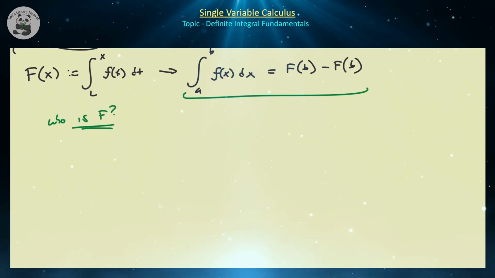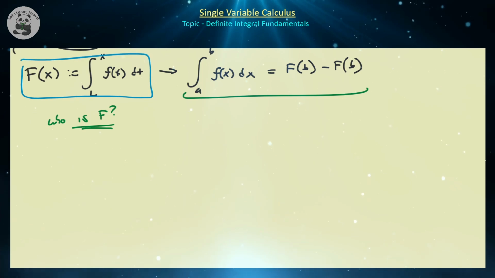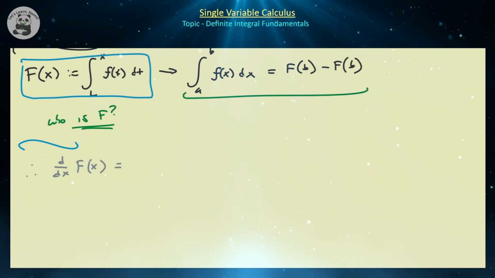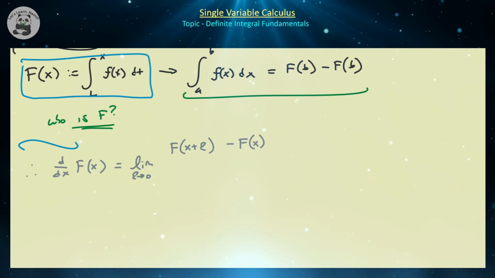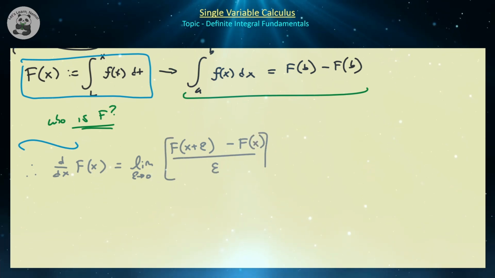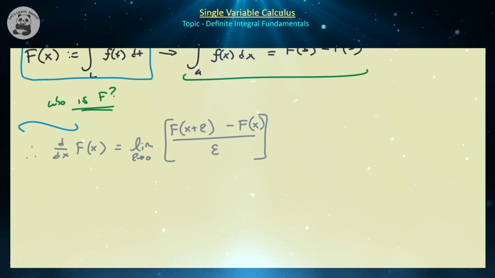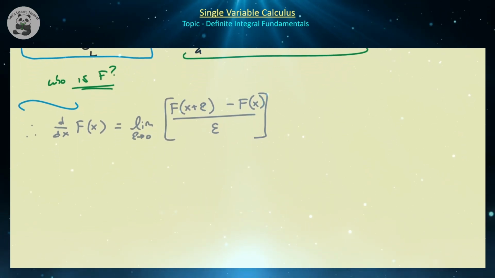Right? So again, let's work with this definition of capital F and see what happens when we take the derivative of it. So the derivative of our accumulation function is going to be equal to, by definition, via the difference quotient, the limit as epsilon goes to 0 of capital F of x plus epsilon minus capital F of x all over epsilon, right? So let's work with this definition and see if we can get anything interesting out of it.